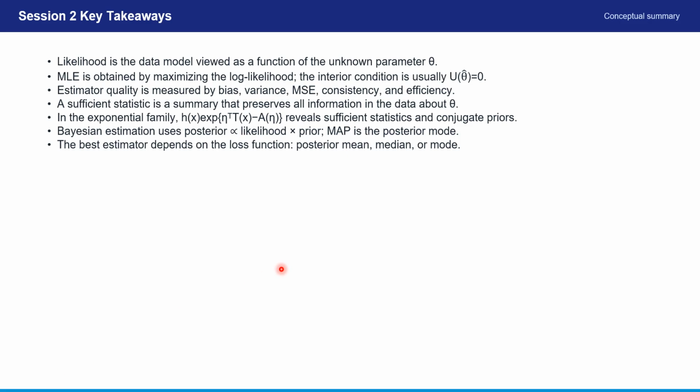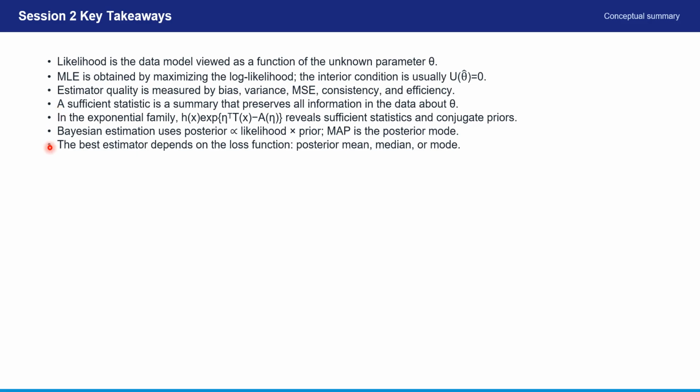Okay, let me summarize the main ideas from today. First, likelihood is the probability model viewed as a function of the unknown parameter after the data are observed. Second, maximum likelihood estimation chooses the parameter value that maximizes the likelihood or log likelihood. Third, the score equation is often the main calculation. Set the derivative of the log likelihood equal to 0.